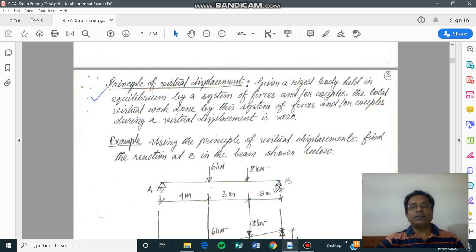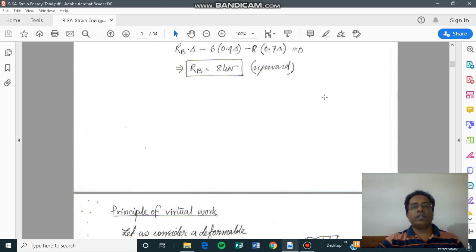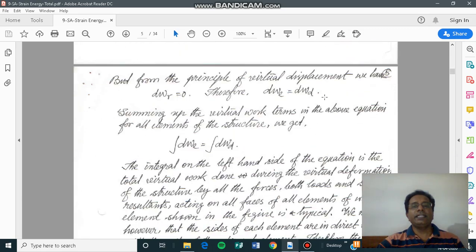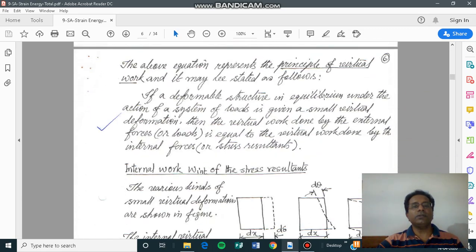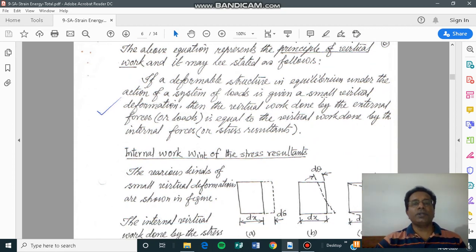But here in structural analysis problems, whenever you apply it to beam and frame problems, it is not a rigid body system, it is a deformable structure. So when we apply virtual work to a deformable system, the virtual work done by the external forces is equal to the virtual work done by the internal forces or stress resultants. The external loads are like your point load, UDL or couple load, and the internal stress resultants are like your shear force, bending moment and axial force at any section of the beam.